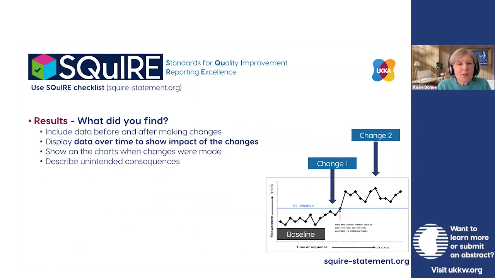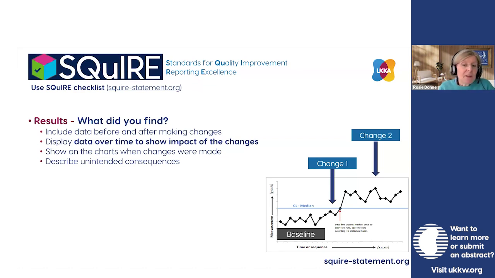So when describing your results, it's really important to use what we call baseline data. You may have carried out an audit or some kind of data collection to see what your level of achievement of a certain standard was before you made the changes. And then it's important to display your data over time. That's one of the crucial things of QI projects and abstracts: we want to show the data over time to actually show whether what you did made any changes, and if so, was it in the right direction.